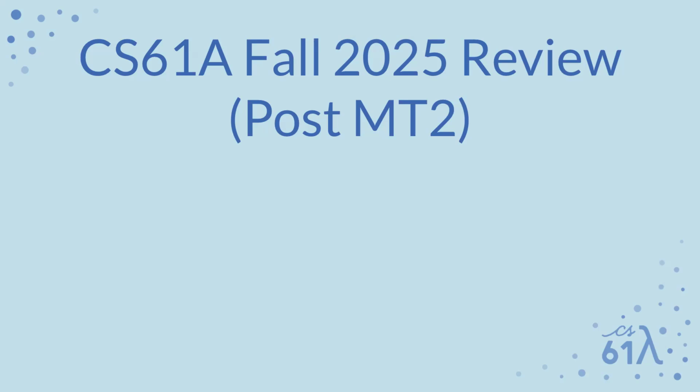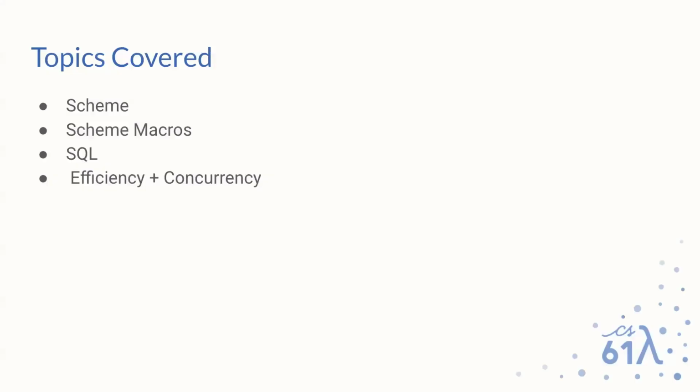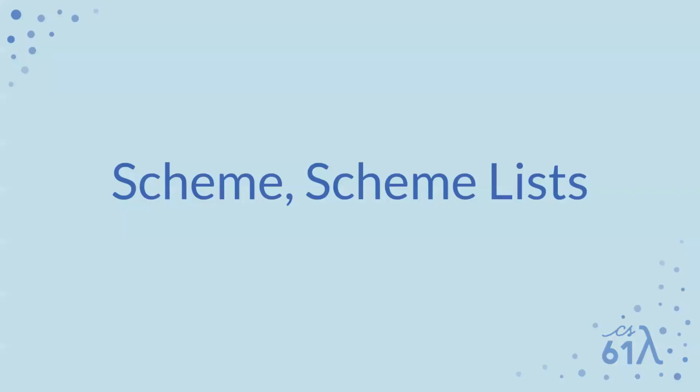So this is a 61A fall 25 review session. This will be on the post midterm 2 content. If we look over the topics covered, we have scheme macros, SQL, efficiency plus concurrency, which is a new thing that just got added this semester. So I rearranged some problems that we can do for concurrency just to make sure you guys have that down for the final. So you can go over scheme and scheme lists.